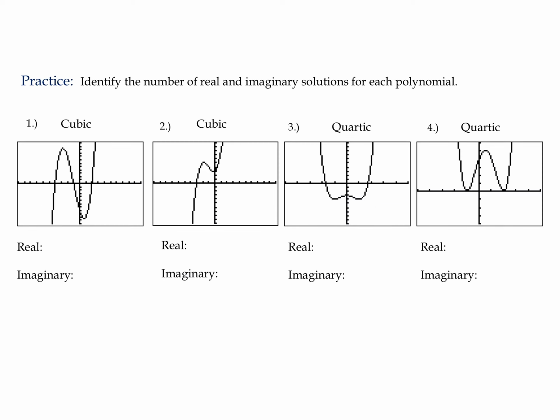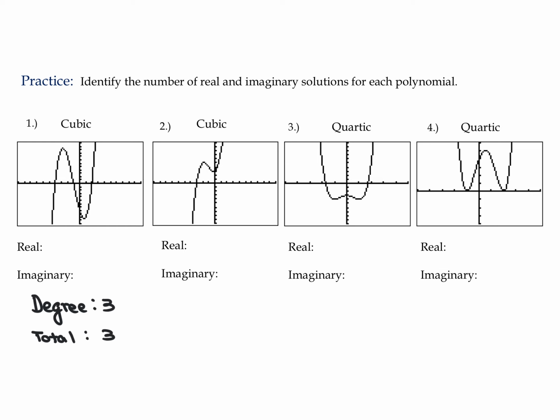We have some different graphs. We have 2 cubics and 2 quartic graphs, and it wants us to identify the number of real and imaginary solutions for each polynomial. The first thing I'm going to do is identify my degree. A cubic tells me that my degree is going to be 3. The total number of complex roots is going to be 3.